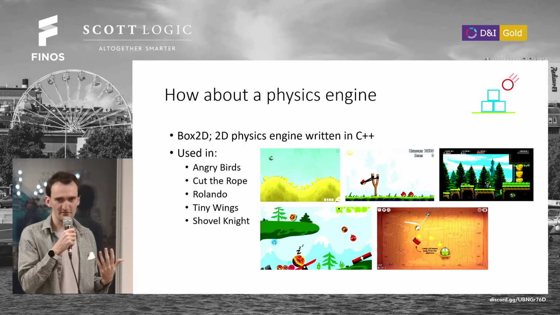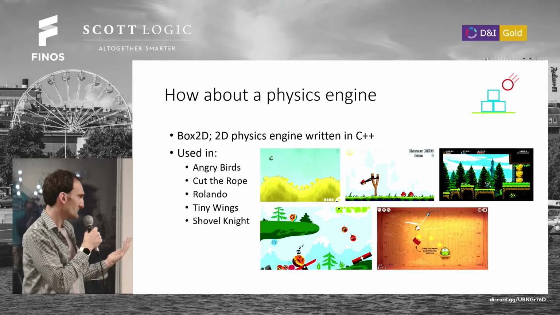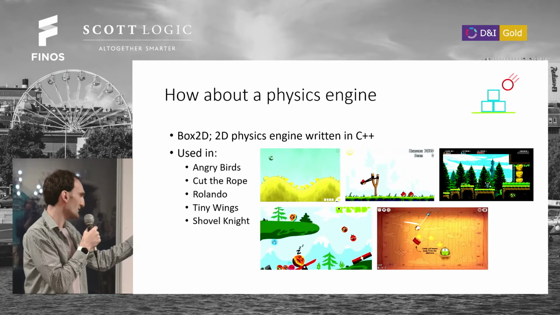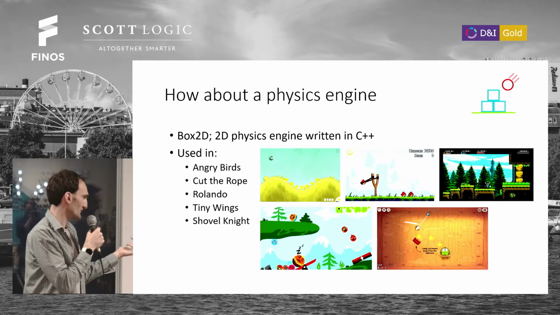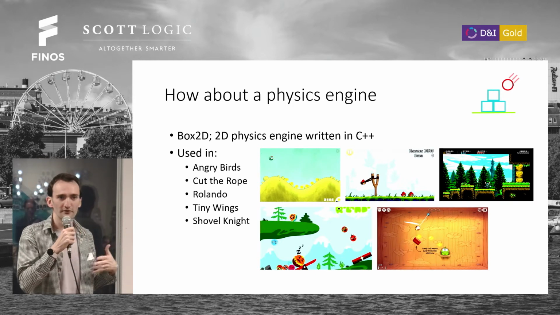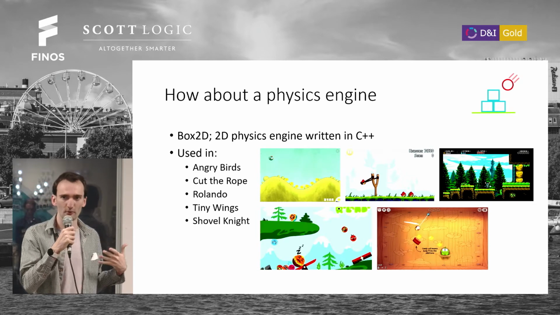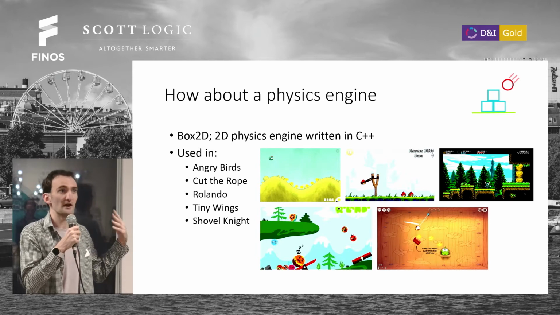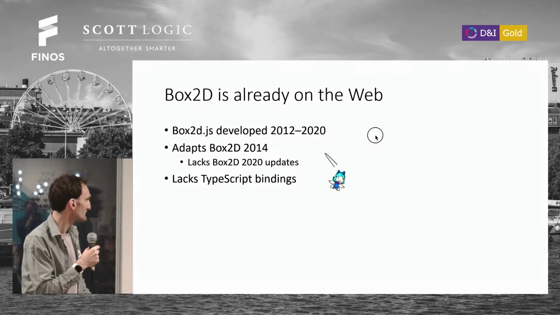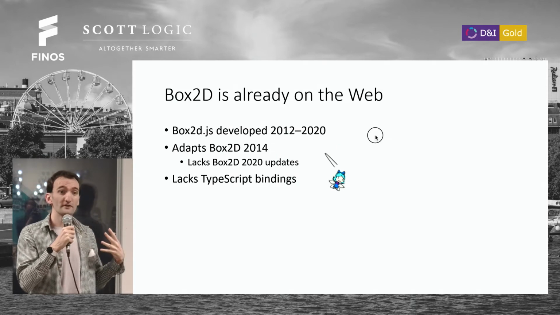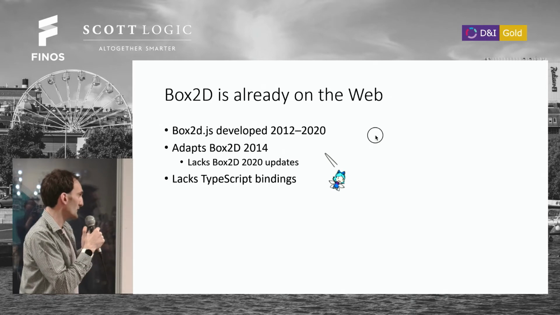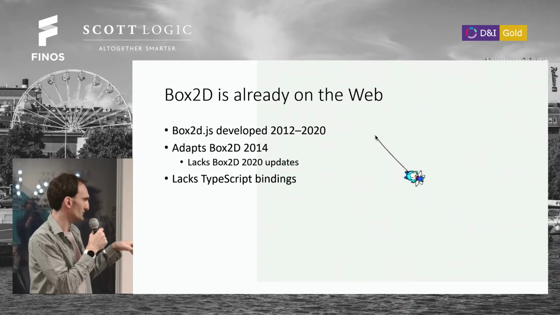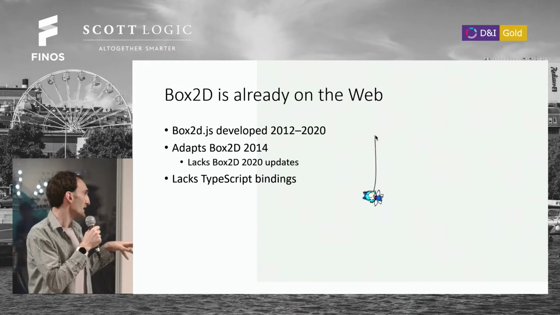So how about we get a physics engine? Did anyone here play any of these games? Yeah, so there's Tiny Wings, Angry Birds, Cut the Rope, Rolando, Shovel Knight. All of these games are famous uses of the Box2D physics engine, which is open source, zlib licensed, and now MIT licensed. And Box2D is already on the web. So that was my first try using Box2D.js.